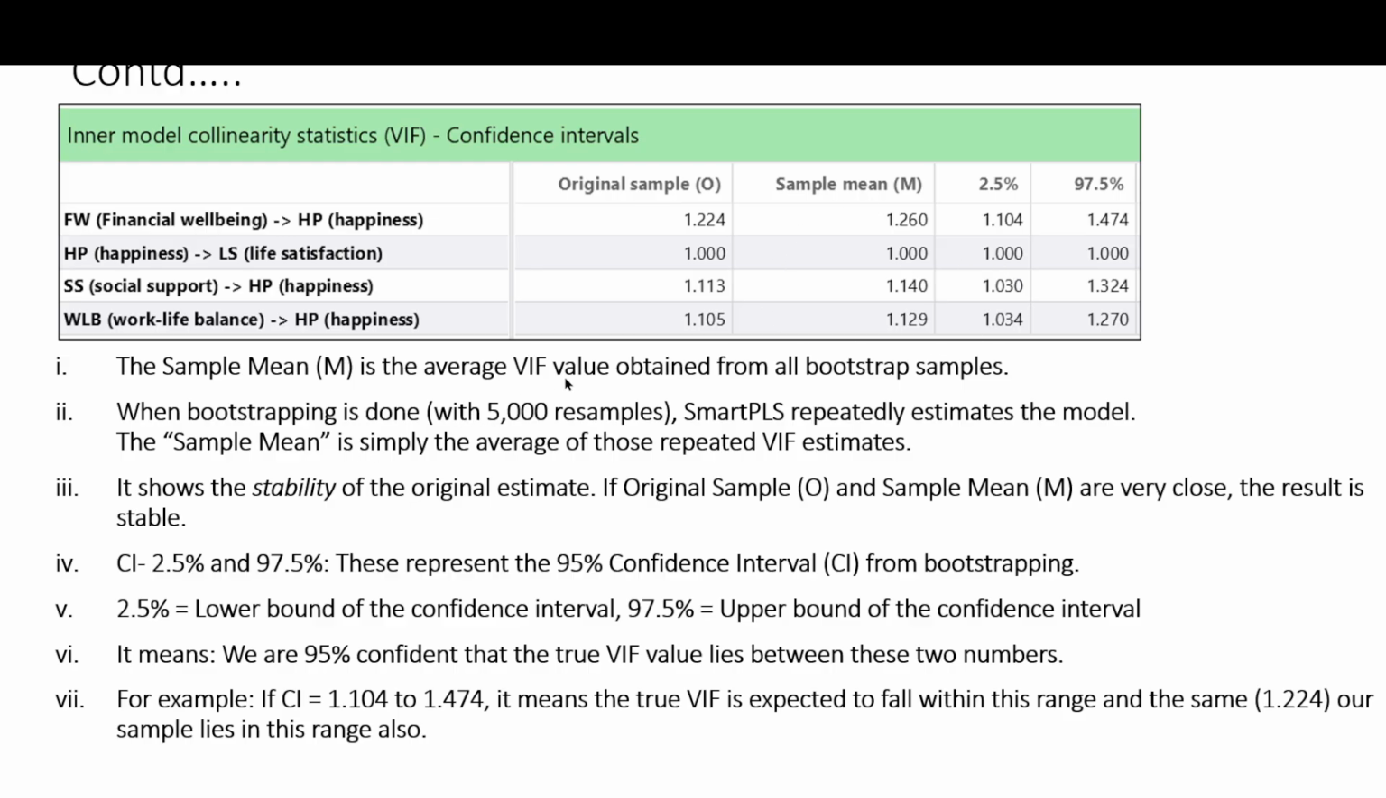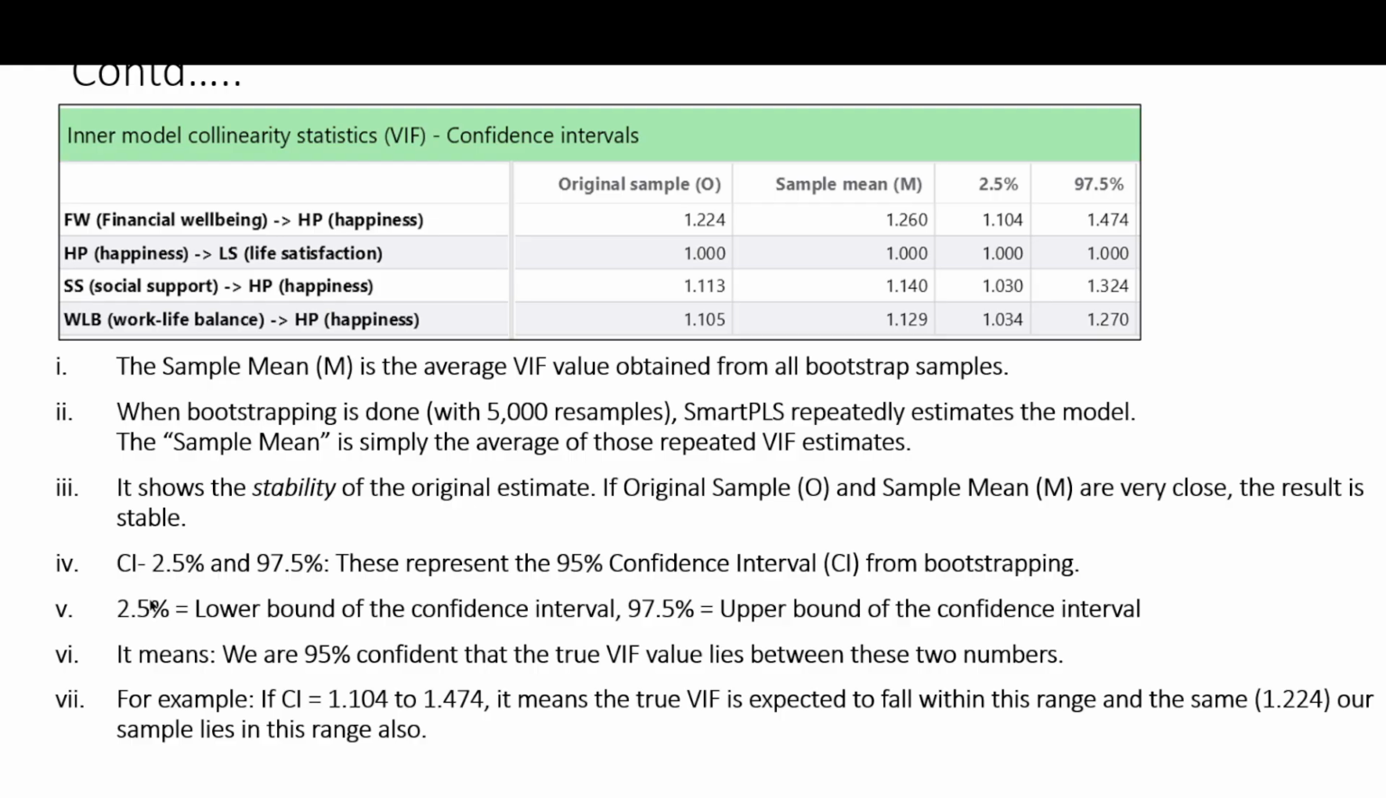Now we see what the sample mean means. The sample mean is the average VIF value obtained from the bootstrap samples. When bootstrapping is done with 5,000 resamples, as we have done already, SmartPLS repeatedly estimates the model, and the sample mean is simply the average of those repeated VIF statistics. It shows the stability of the original estimates. If the original sample and the sample mean are very close, the result is stable. And in our case, the sample mean and the original sample VIF values are almost the same for all pairs of the constructs.